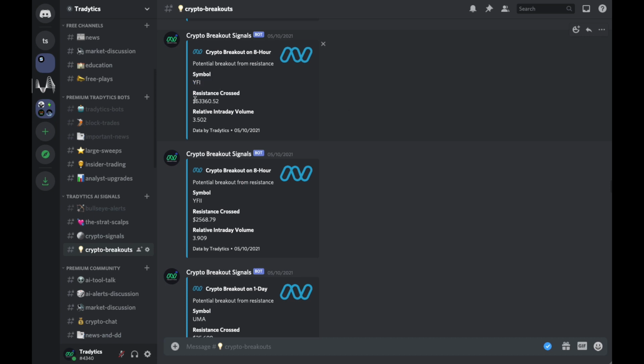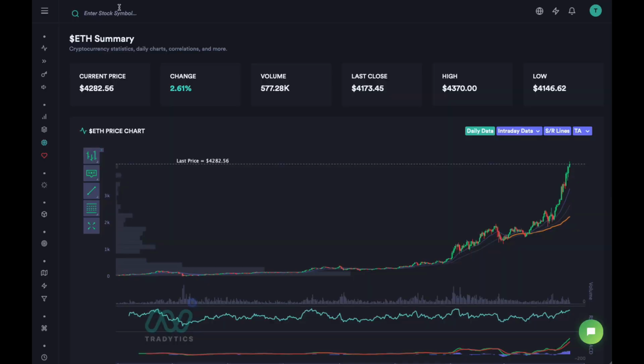So this is telling us that there was a resistance level at 53k that the price just broke. So there might be a potential breakout here, and you might want to go in. And then the relative intraday volume on the 8-hour chart was about 3. Anything above 2.5 is really good. The higher the better. So let's go to the chart to see what happened.